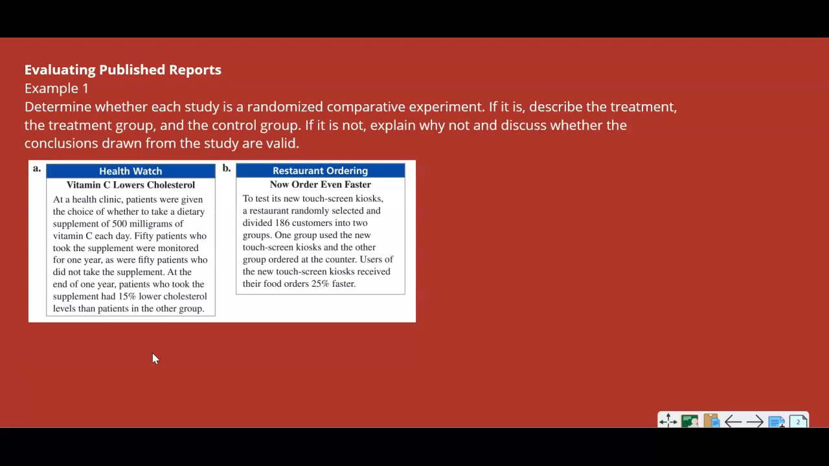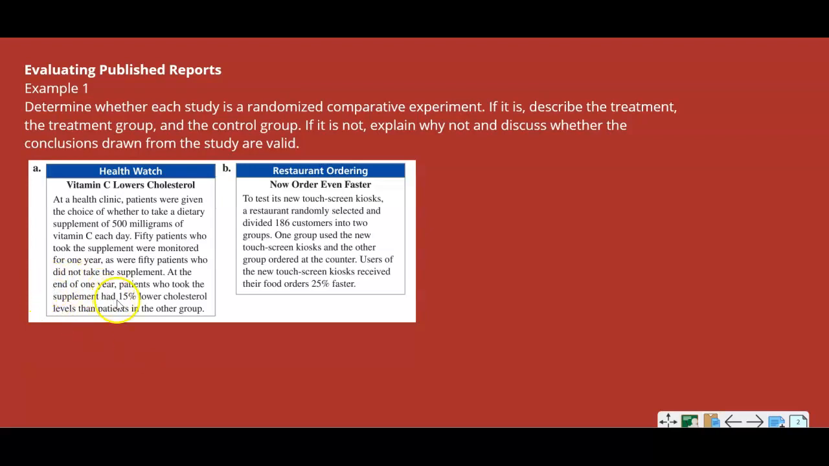So is this a randomized comparative experiment? All right, so think about what it's asking. Does taking vitamin C every day, 500 milligrams, lower your cholesterol? Well, not necessarily. They observed these patients for a whole entire year. So if you think about a whole entire year, maybe they eat healthier, maybe they exercise, maybe they're doing other things in their daily habits that would affect their cholesterol to be lower. So it's not necessarily just the vitamin C that would cause it to be lower.